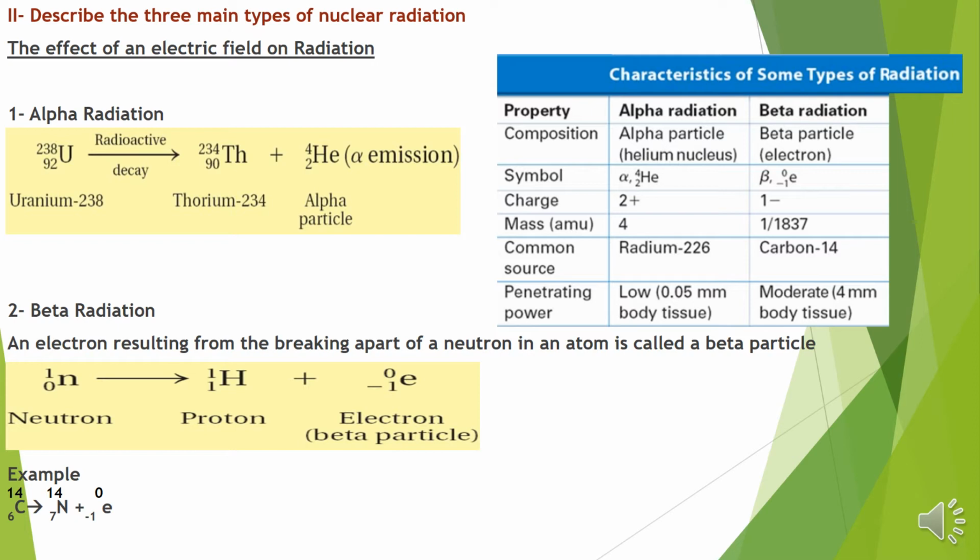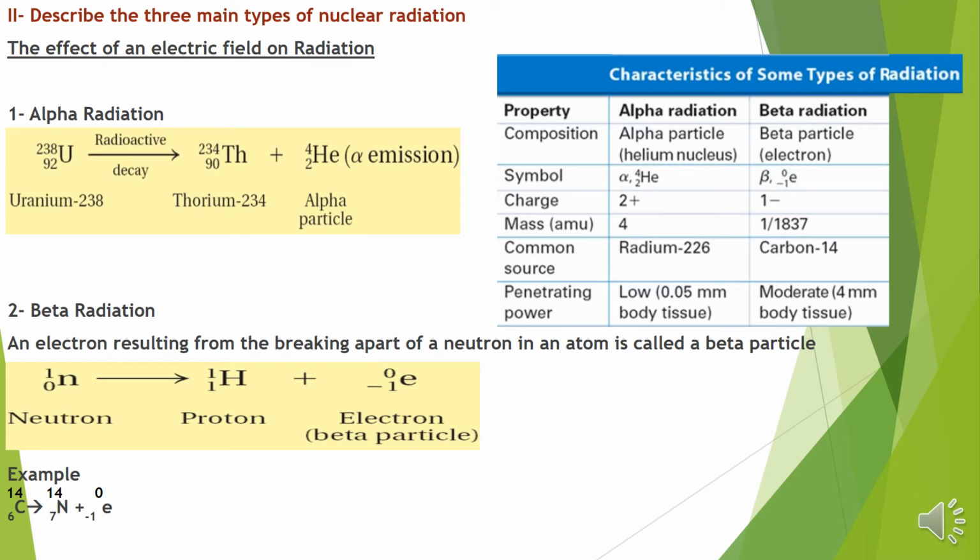It undergoes a nuclear reaction. It decays. It means it changes into another nucleus, which is here thorium of mass 234, by emitting alpha particles, or alpha emission, which is He-4 2. Now the second radiation is called beta radiation.